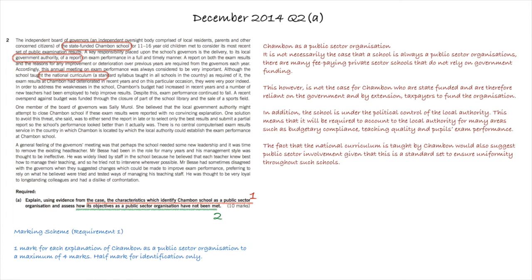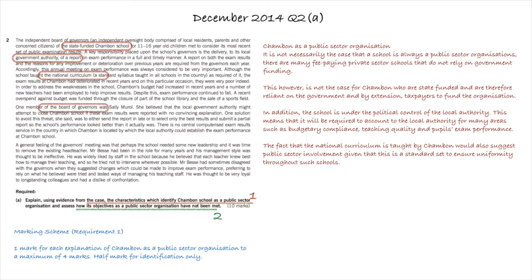So the next point we could make is the national curriculum is mentioned here. They teach it. So that would suggest public sector involvement, given that that's a standard set to ensure uniformity throughout such schools. So the fact that they teach the national curriculum would also suggest that this is a public sector school.